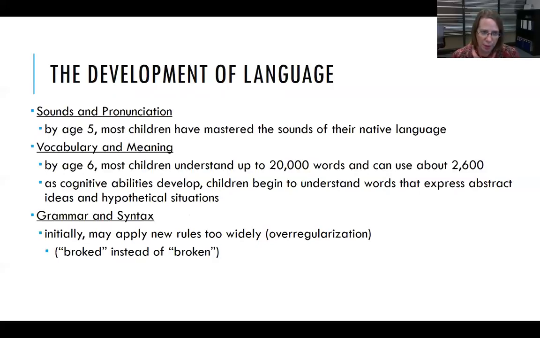Initially, children may apply new rules that they picked up too widely. So we call this over-regularization. They hear one thing and then they want to apply it to everything that they're going to say. An example of this would be saying broked instead of broken. English has a lot of variability in how the language is structured, and so this concept of over-regularization becomes really important in our language. In other languages, it may not play such a strong role.